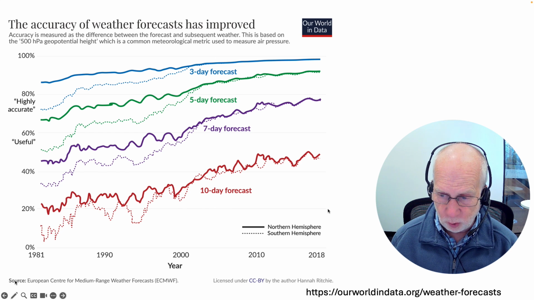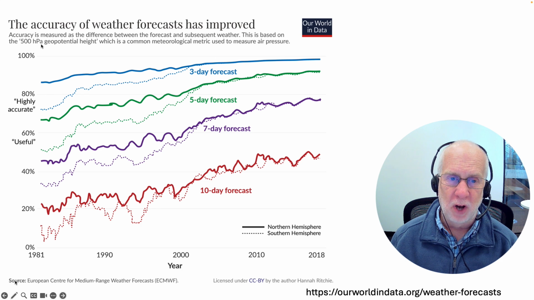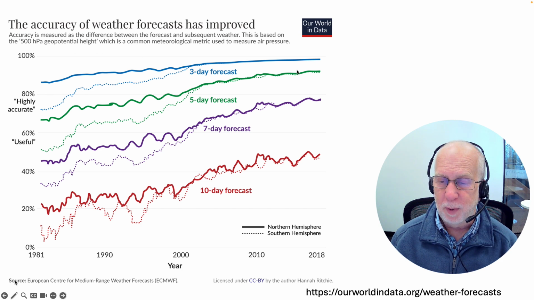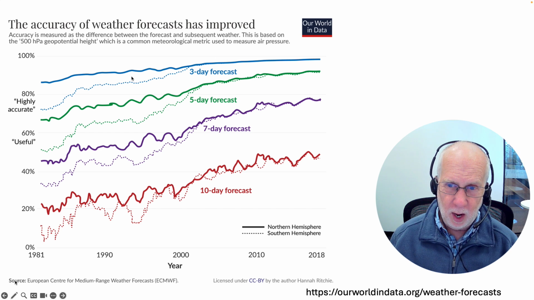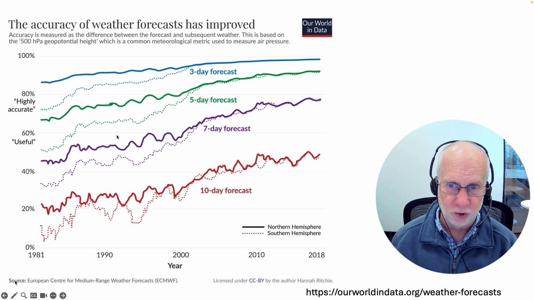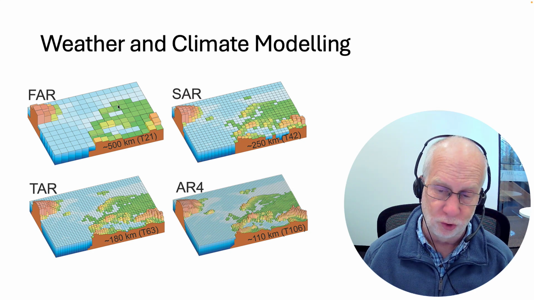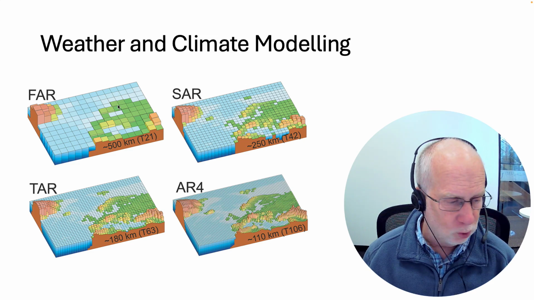So here, going from 1981 to 2018 is a measure of how accurately the forecasts predict the 500 hectopascal geopotential height, which is basically a measure of air pressure. And you can see that a 10-day forecast now is as accurate as a 7-day forecast 20, 30 years ago, and so on. The 7-day forecast is better than a 5-day forecast in 1990. So the forecasts are steadily getting better because they're getting better at building the models, and they have faster supercomputers to subdivide all the atmosphere up into its cubes.